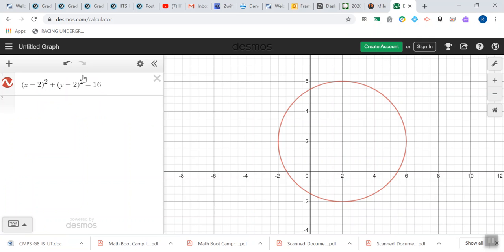And so here we go. We have x minus 2 squared plus y minus 2 squared is equal to 16, and there we go. We have a circle, which is showing the locus of all the points that are exactly 4 units away from 2, 2.